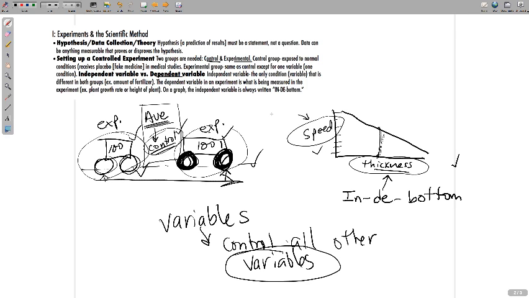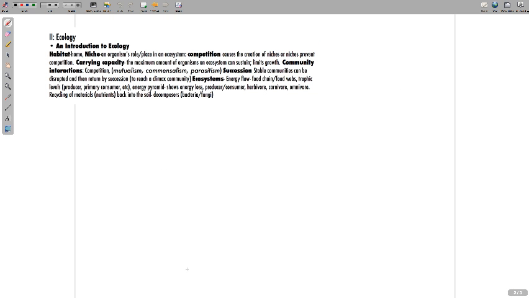Okay, so there we go. You have to know dependent, independent, and be able to read the graphs that go up, down, stuff like that. Okay, so that's a basic how to run an experiment.